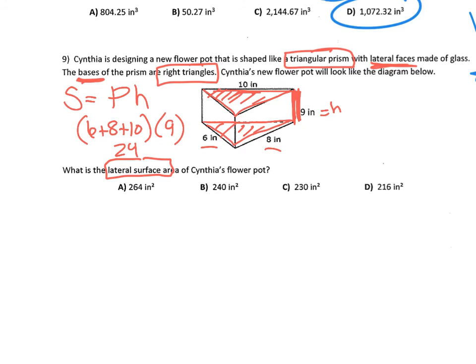It's always multiplying. Unless we're missing something. 24 times 9. Yeah, it should be 216.